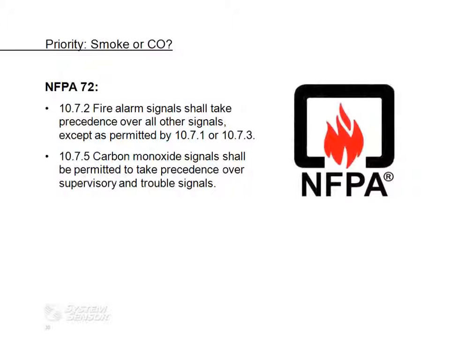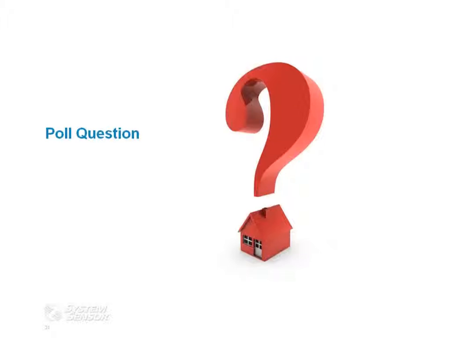According to NFPA 72, fire alarm signals shall take precedence over all other signals, except as permitted by 10.7.1 or 10.7.3. System Sensor designs its devices to follow that NFPA guideline. And 10.7.5 says carbon monoxide signals shall be permitted to take precedence over supervisory and trouble conditions.